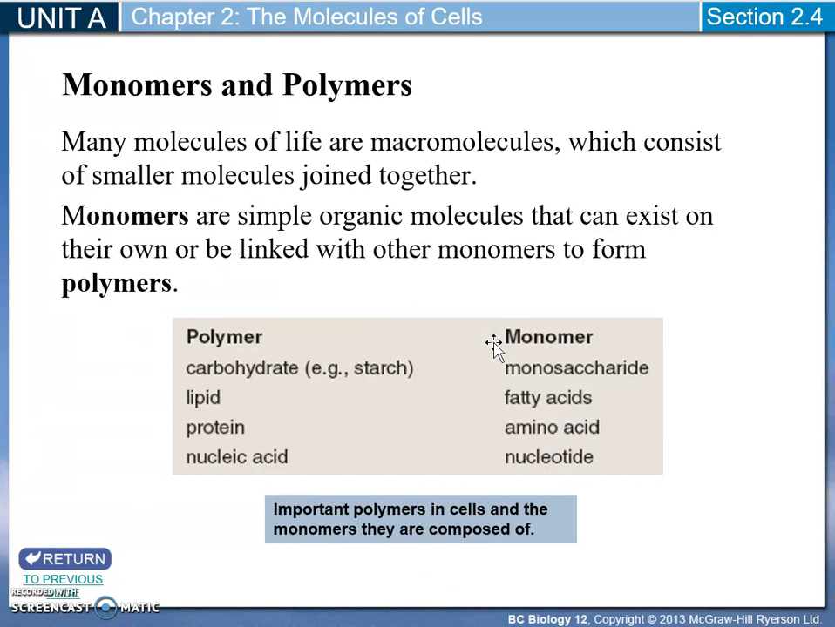Then we have monomers and polymers. Many molecules of life are macromolecules, which consist of smaller molecules that are joined together. Monomers are simple organic molecules that can exist on their own or be linked with other monomers to form a polymer. Carbohydrates, lipids, proteins, and nucleic acids are often found in polymers. Examples of monomers would be monosaccharides, fatty acids, a single amino acid, and nucleotides. Now, don't worry about each of these. We will be looking at them in further detail yet.